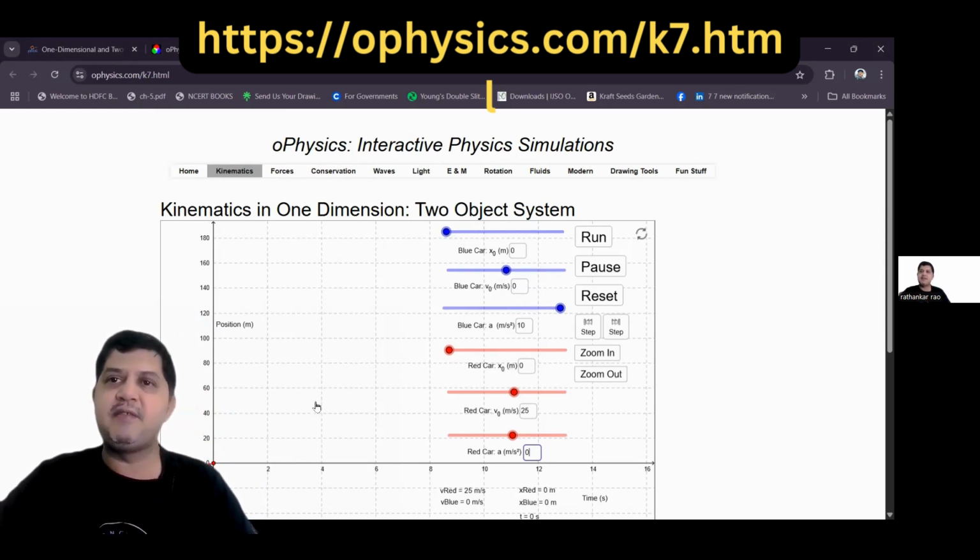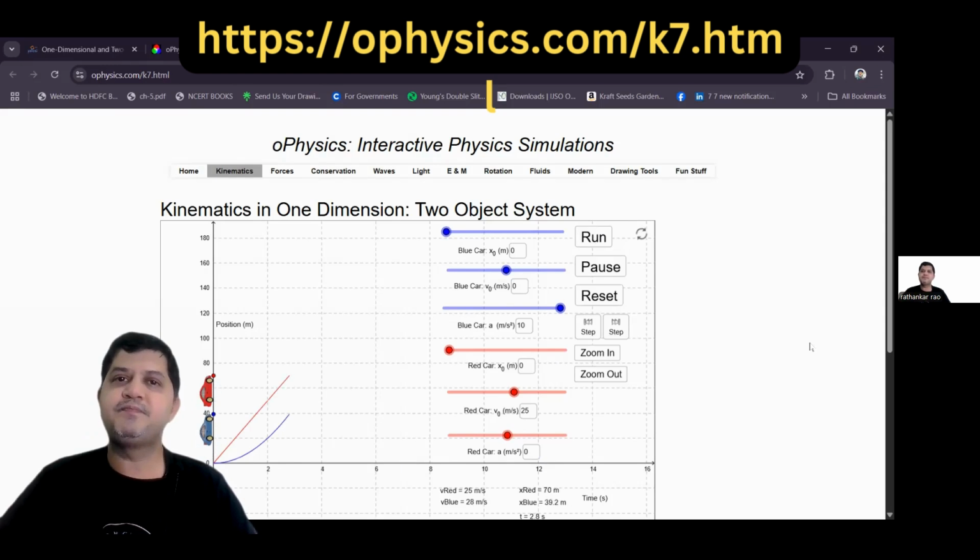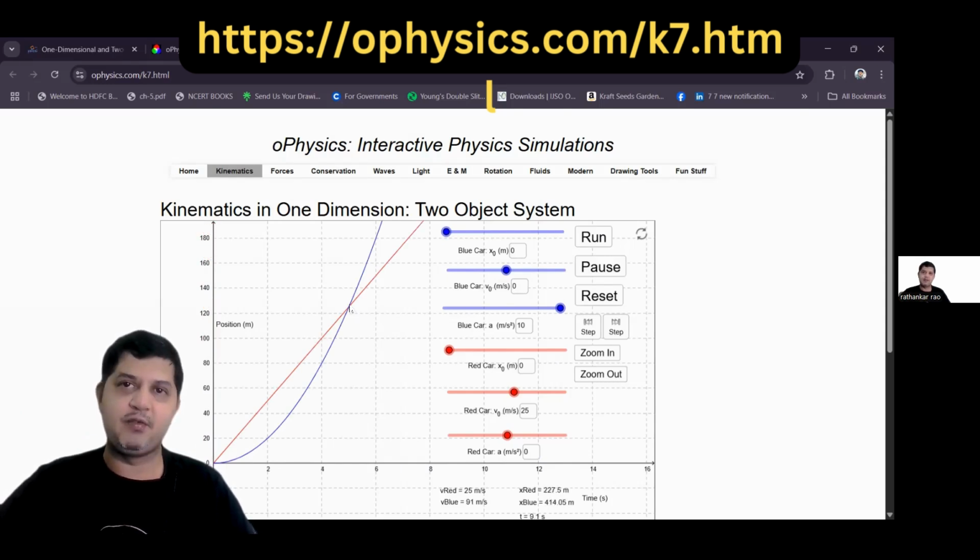So how do I understand where they meet? The curves should intersect at some point. Let me run this. Now you see, the blue car is lagging. At some point they meet over here. What is the point where it meets? It meets at this point over here. It's at 4.5 seconds. I can meet over here, right?